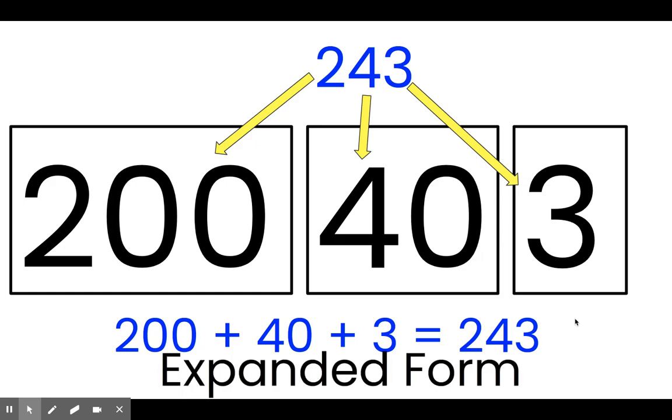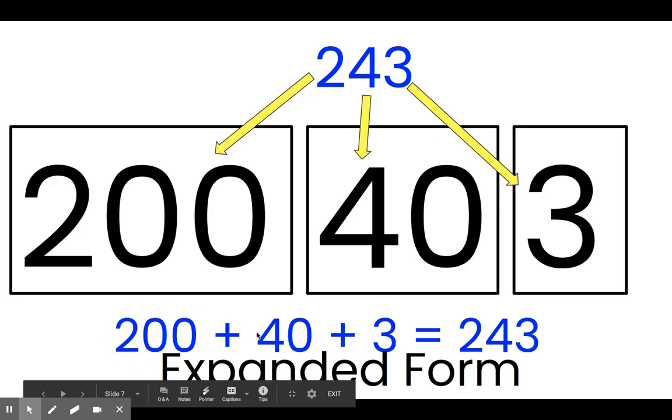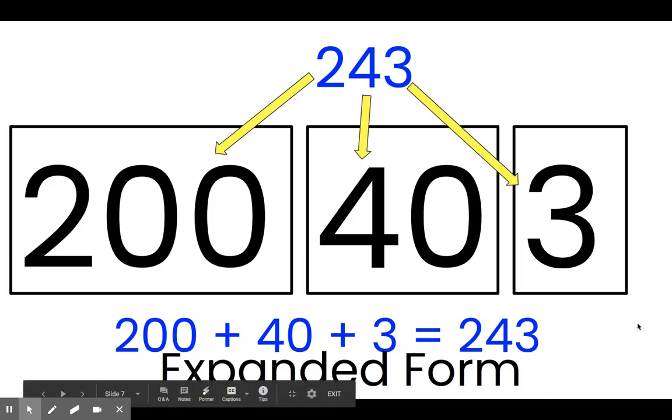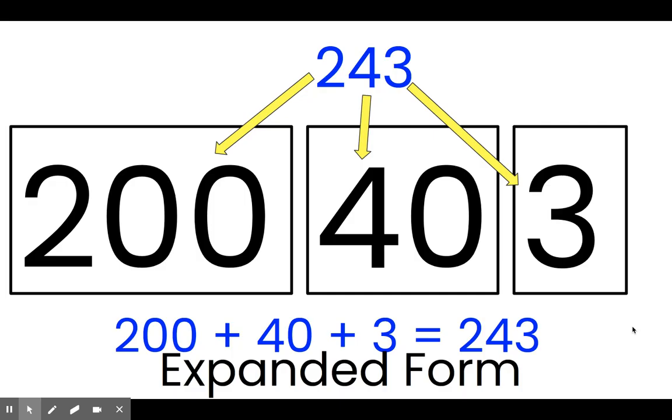This is called expanded form. When we write a number by breaking apart the units, showing their value, with these addition signs between it, this is our expanded form. It's showing the value of each digit in the number. The 2 being worth 200, 4 is worth 40, and 3 is worth 3. Expanded form. I want you to say that with me. Expanded form. Let's sing it. Expanded form. Now, let's whisper it. Expanded form. That's what we're working with today.